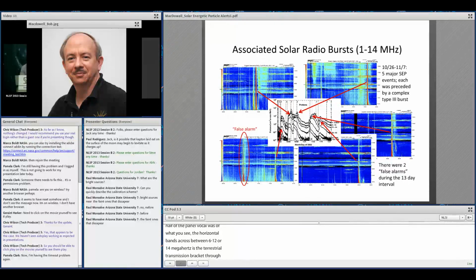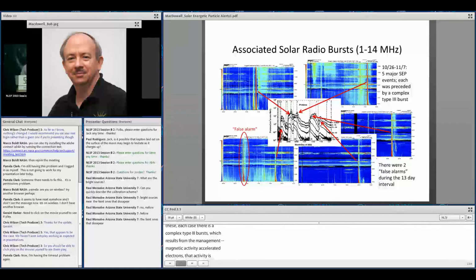In the next slide, I have a pretty complicated slide, but let me just tell you what's there. You can see in the middle is the energetic proton plot showing the 5 SEP events, and spread around it are 5 days of WIND WAVES data. You can see that in each case, there's a complex type 3 burst, which results from the magnetic activity accelerating electrons, and that activity is related to the X-class flares at that time.